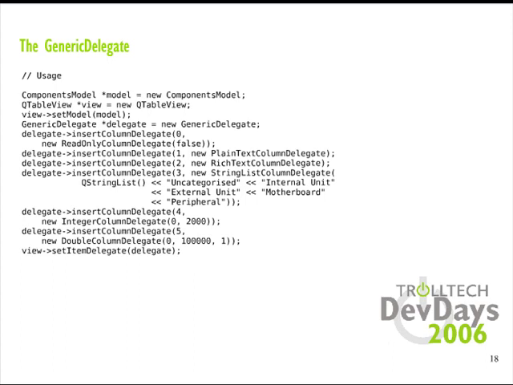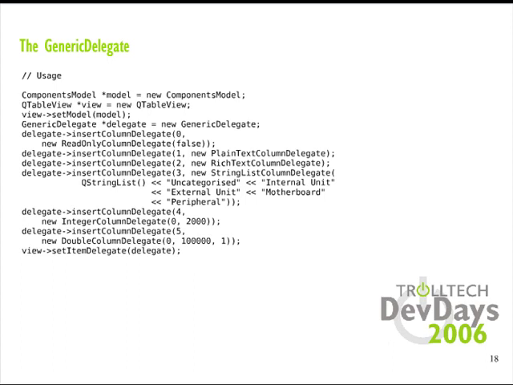Now, in this example, I've made every column have a different data type, but there's no reason you couldn't have column 1 plain text delegate, column 2 plain text delegate, column 3 plain. There's no reason you can't do that, okay? So we create a delegate for each of the columns we care about, by specifying the column number and the delegate. And in the case of the plain text and the rich text, there are no parameters. We'll just use them off the shelf.